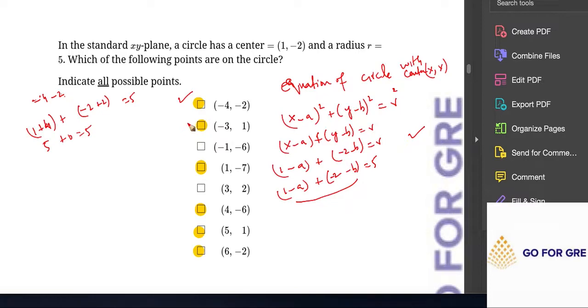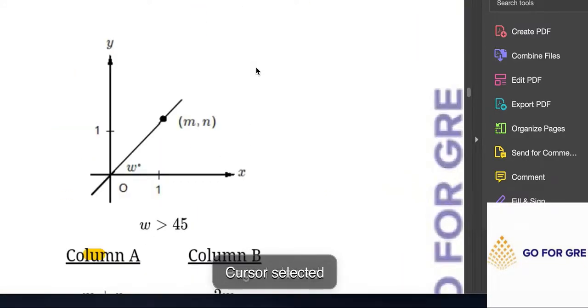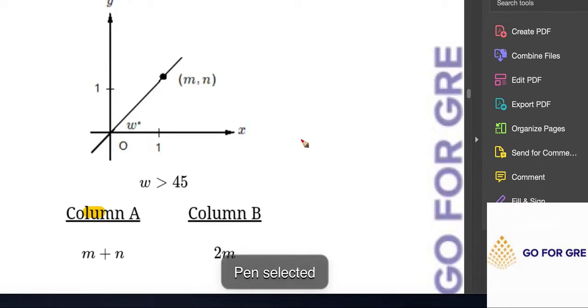Now we have to check all these points, that they hold this relationship. So this is the answer. Now let's move toward the next question. It was very easy, I don't think there is any need to solve it.